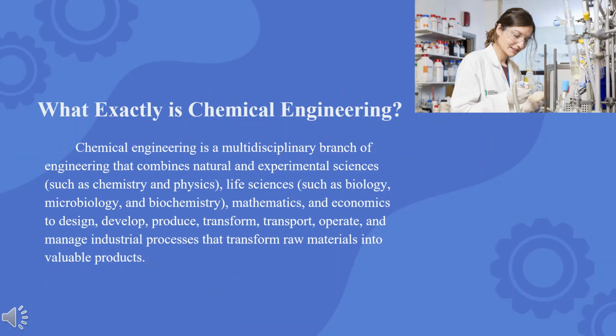So, what exactly is chemical engineering? For the basic definition, chemical engineering is a multidisciplinary branch of engineering that combines natural and experimental science. Basically, chemical engineering is the process of transforming and operating on raw material into valuable products.